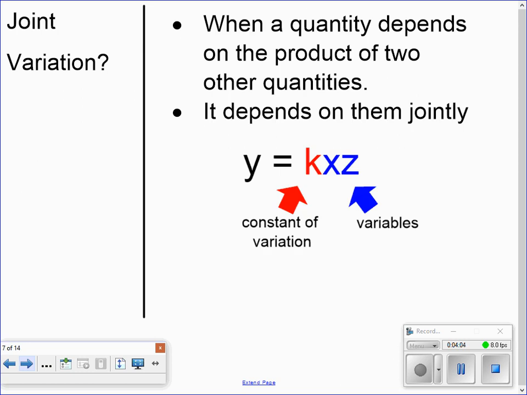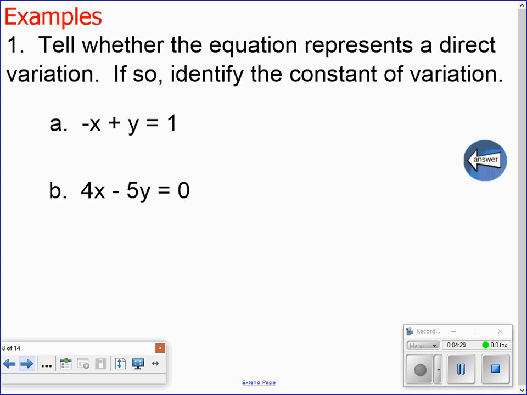We talked about joint variation. Joint variation is when a quantity depends on the product of 2 or more other quantities. It depends on them together. So we talked about distance, rate, and time. Distance depends on both the rate and the time. So this idea of joint variation, it's not just dependent on one item, but now it's dependent on at least 2 other quantities.